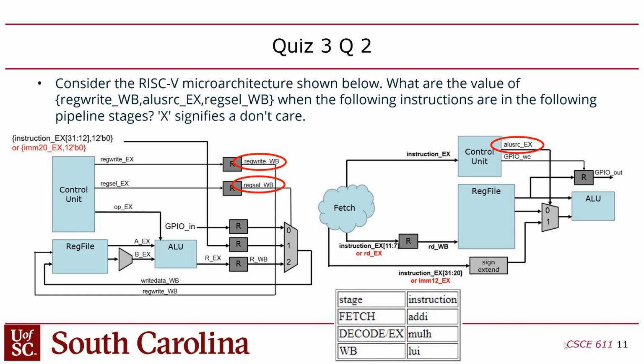Now if I had asked you for reg select EX, then it would have been whatever reg select needs to be for the multiply, right, which would not have been 1, it would have been 2, because the multiply takes this path, whereas the LUI takes this path, right?